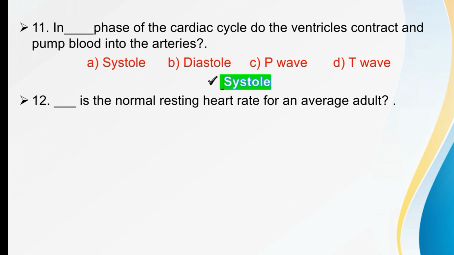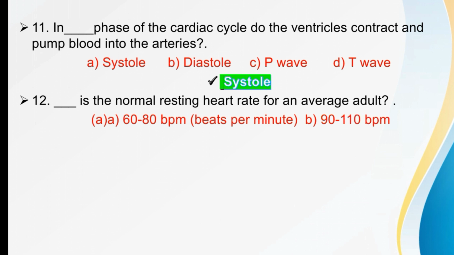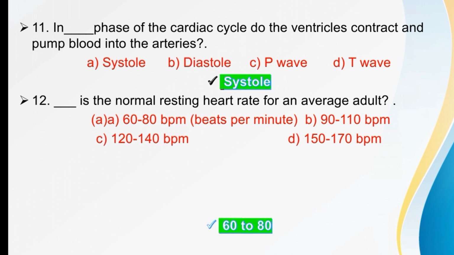Dash is the normal resting heart rate for an average adult. Our options are 60 to 80 beats per minute, 90 to 110 beats per minute, 120 to 140 beats per minute, or 150 to 170 beats per minute. So the right option is 60 to 80 beats per minute for an average adult.